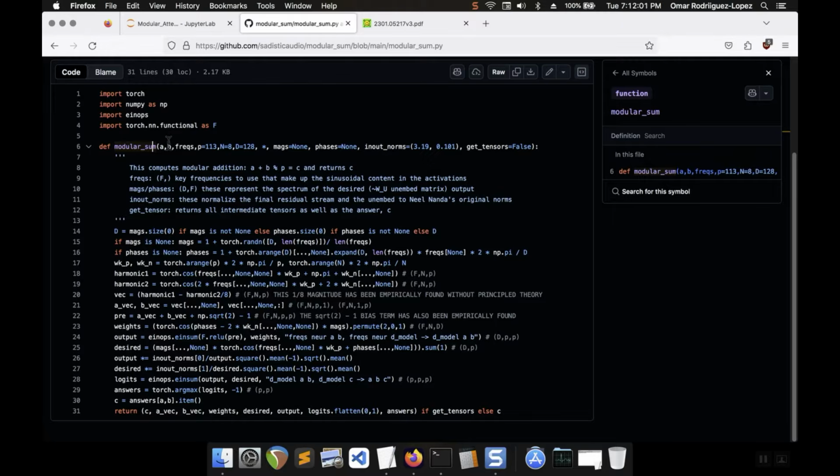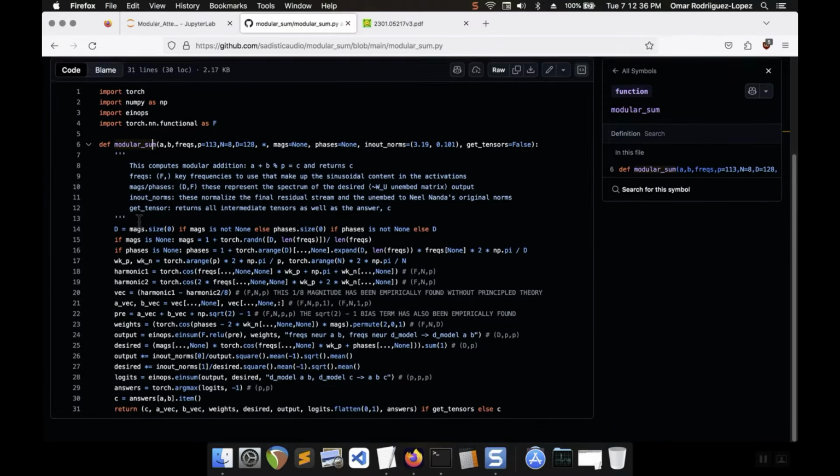So it takes an A and a B, a set of frequencies that you can choose for the model to use, vocabulary size, number of neurons, D-model, the dimension or width of the model, and then optionally you can pass in magnitudes and phases for the unembed matrix, as well as some norms that normalize the sinusoids in the output of the model to keep it comparable with Neel Nanda's original model.